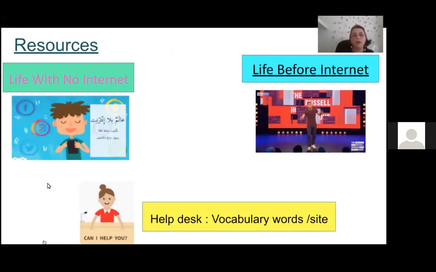We have resources like a story called Life Without Internet. In it, a boy talks about how he woke up from a dream that there was no internet, and he starts to talk to his mom, who explains how life was before the internet. This gave the students an opening door to communicate with their peers and to talk to their parents about how it was when the internet was not there.